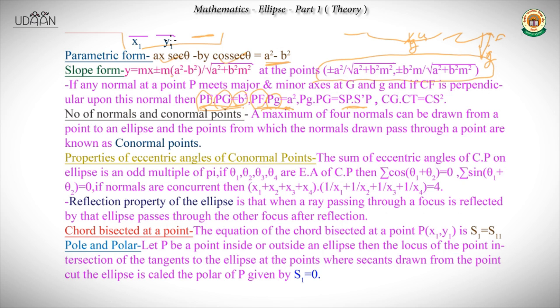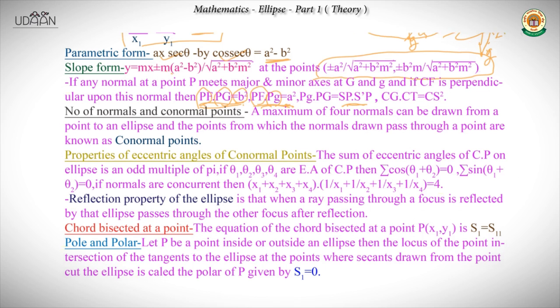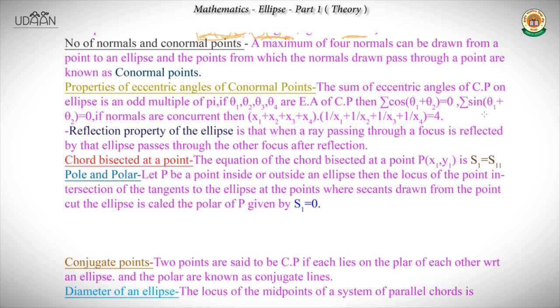Now we're going to study some properties of eccentric angles of conormal points. So we'll draw a diagram for that. This is an ellipse. The eccentric angles of conormal points of an ellipse are theta 1, theta 2, theta 3, theta 4. Then the sum of the eccentric angles, theta 1 plus theta 2 plus theta 3 plus theta 4, is an odd multiple of pi. So we need to remember that it's an odd multiple of pi, meaning (2n plus 1) into pi.